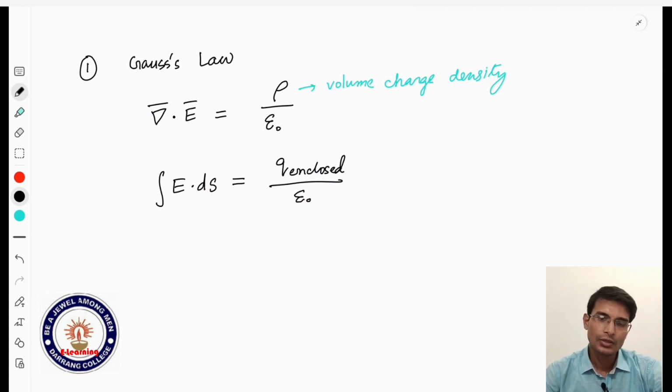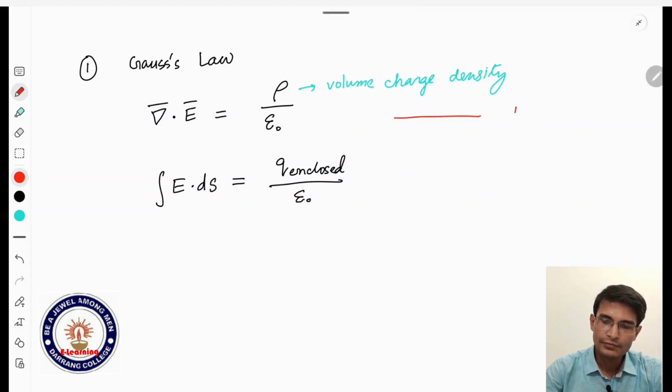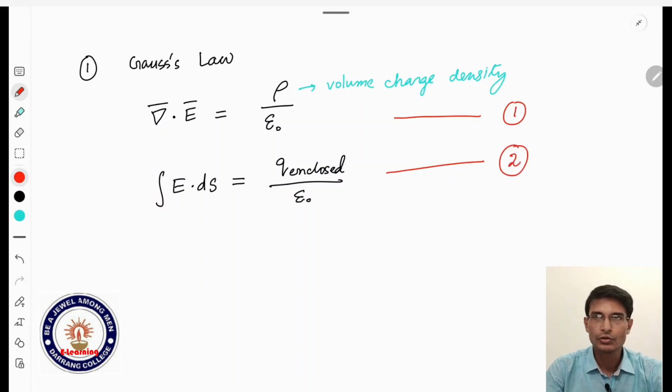Now we will prove that both the differential form as well as the integral form are equivalent. That is, we can get one from the other. Let's see how. Let's give an equation number to both of them.